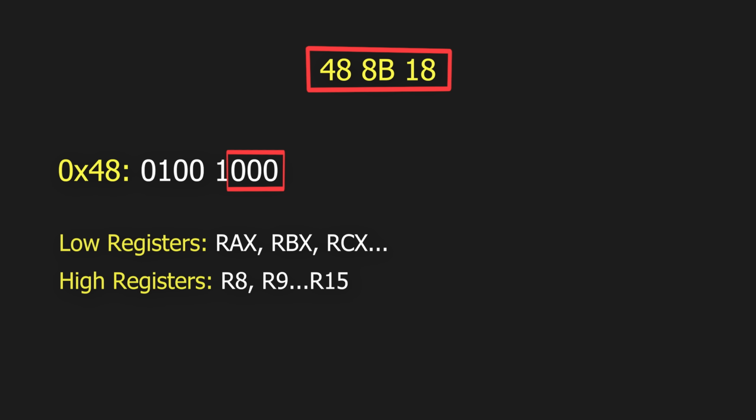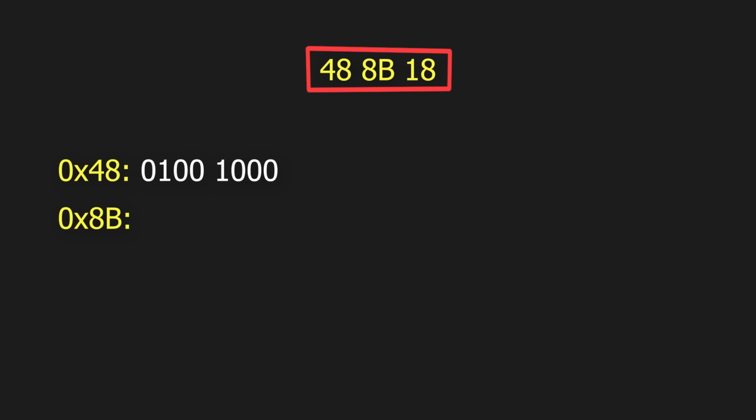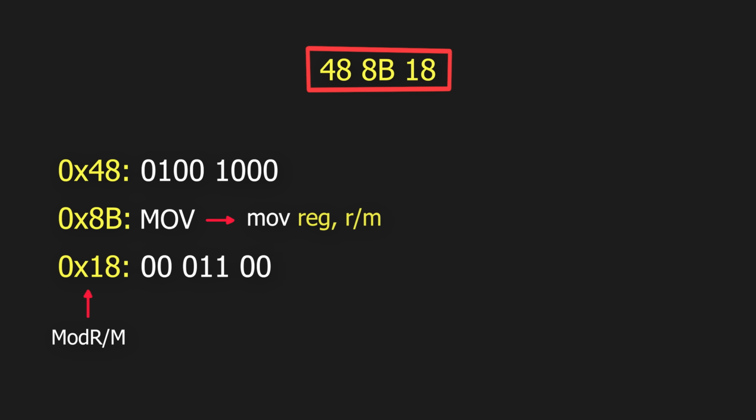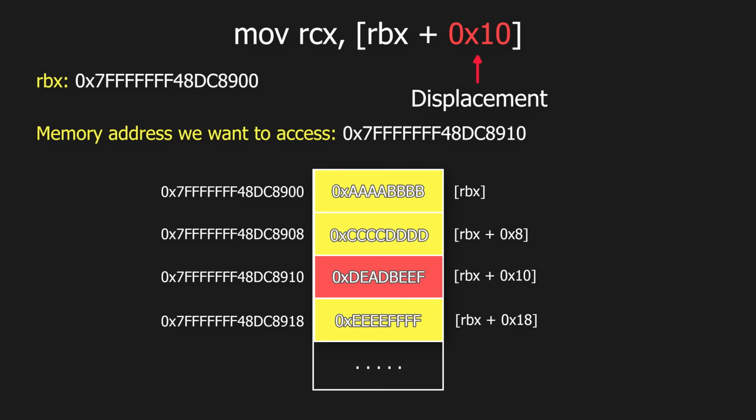Let's just move on to the next byte, which is hex AB. This is one of the opcodes of the mov instruction. And it indicates that the source will be a memory address and the destination will be a register. The last byte is the ModRM byte. The most significant 2 bits here indicate the mode or the need of displacement. 00 here means that there will be no displacement. What I mean by displacement is the number of bytes we need to add to the address inside the base register to obtain the exact value that we want.